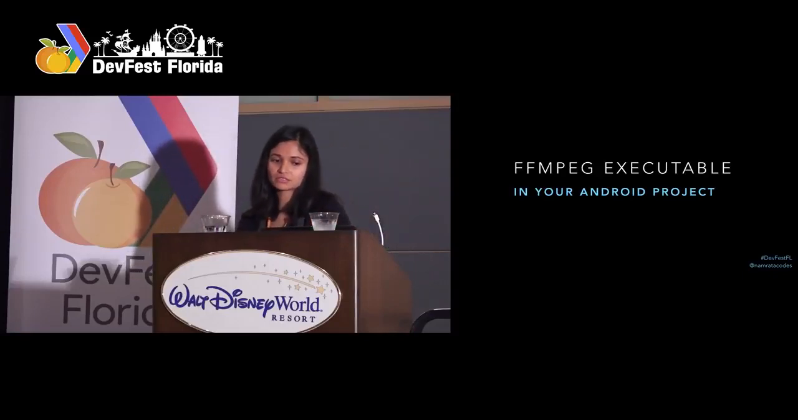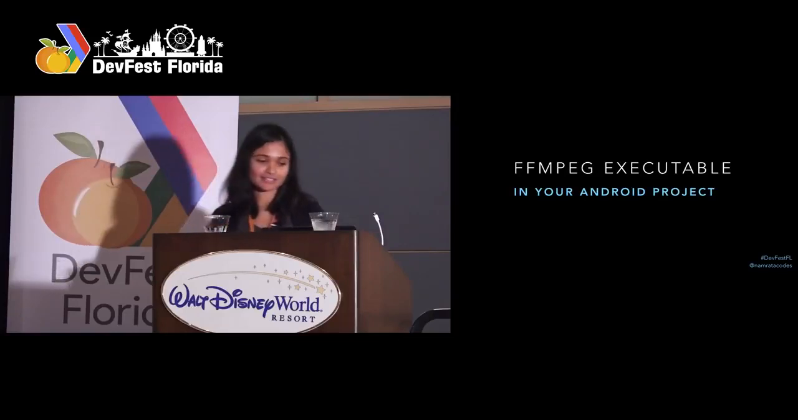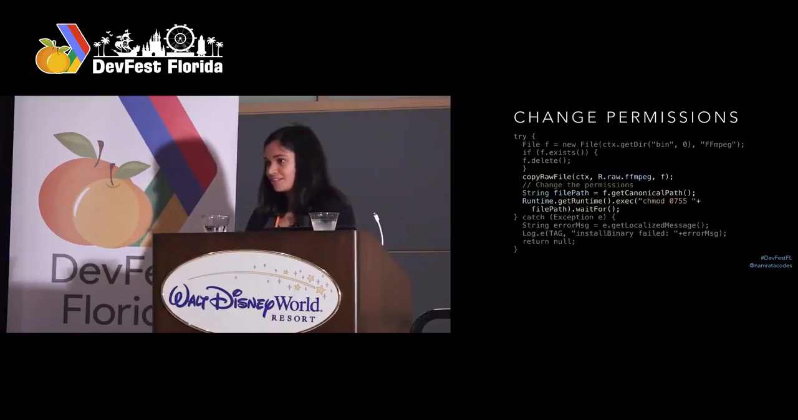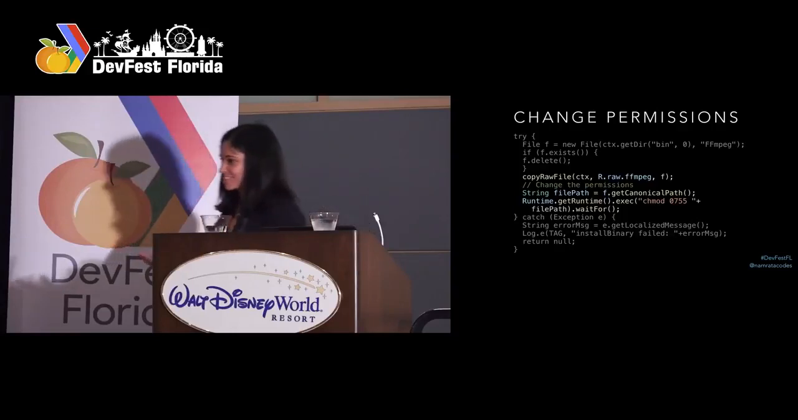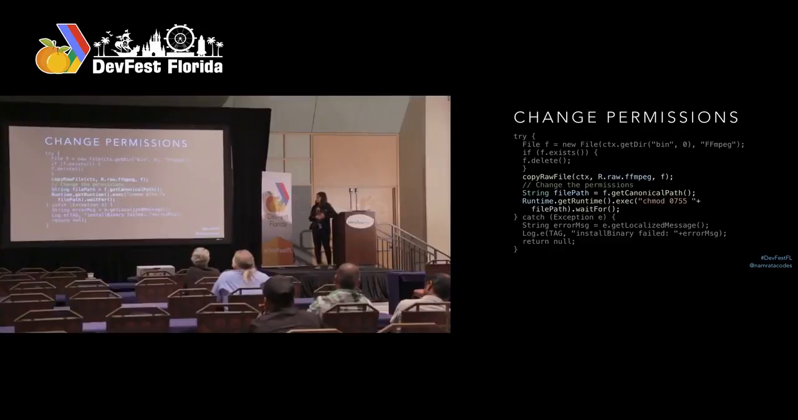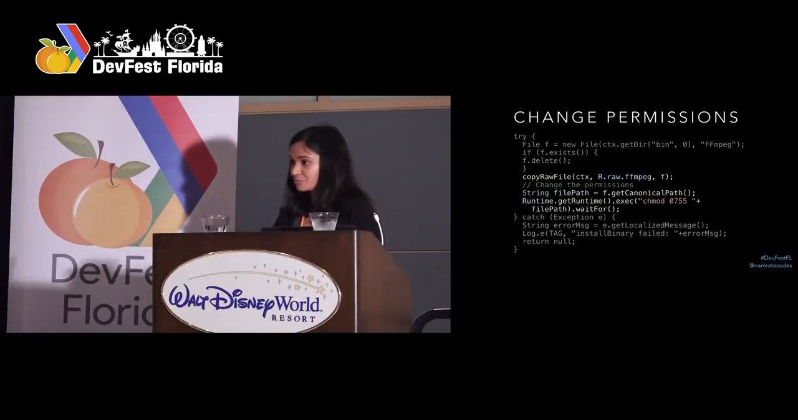So once you have the executable file, you would place this file into the raw folder of your Android project. And now you need to be able to access or run this file in a separate shell process in your app. So you need to change permissions to run this. So this is an example code blob that I was using in my WeatherGIF app. And here I'm just copying the FFmpeg binary that I store in the raw folder into another folder, bin folder in my app. And then I'm changing the permissions to 755. So once you've changed the permissions, now you can run it in a separate process.